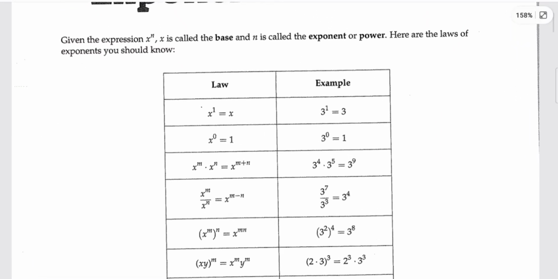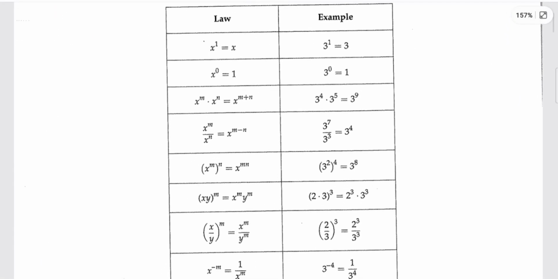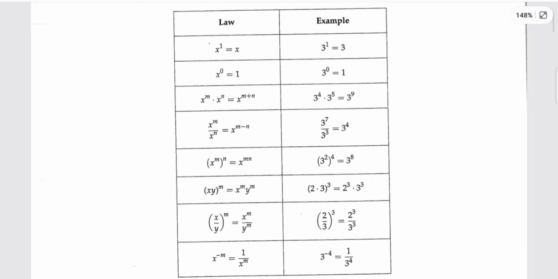Let's take some rules that will help me to solve. It's a very important rule, so focus with me. The first rule: any number to the power 1 is the same number. That means the number is repeated only one time. Let's take examples. 3 to the power 1 is 3. 4 to the power 1 is 4. What is the meaning of 4 to the power 1? It's 4 repeated only one time, so it's 4. 0.25 to the power 1 equals 0.25. So any number to the power 1 equals the number itself.